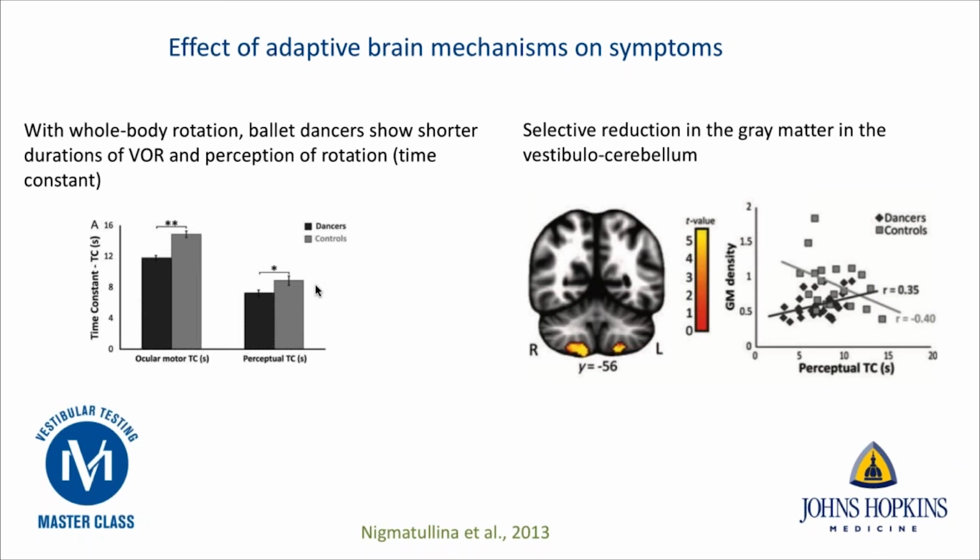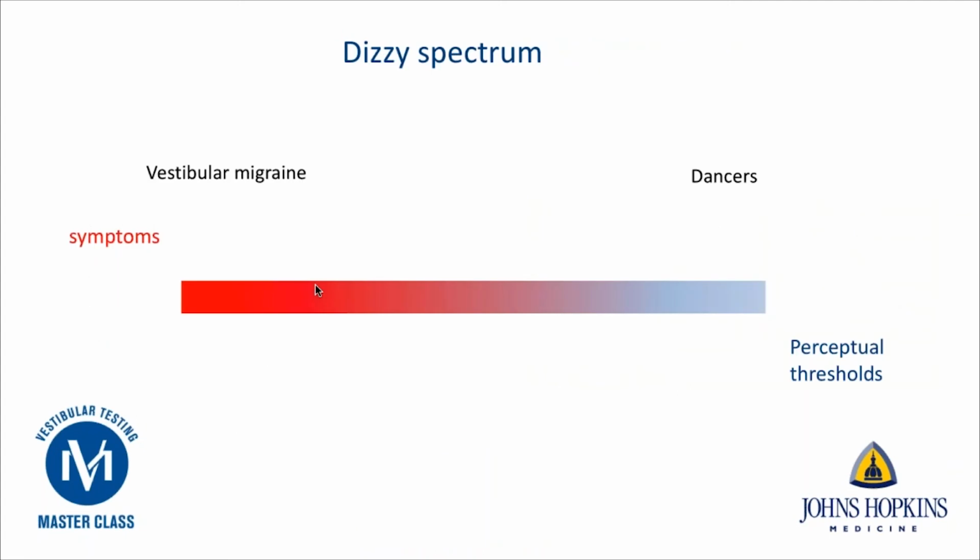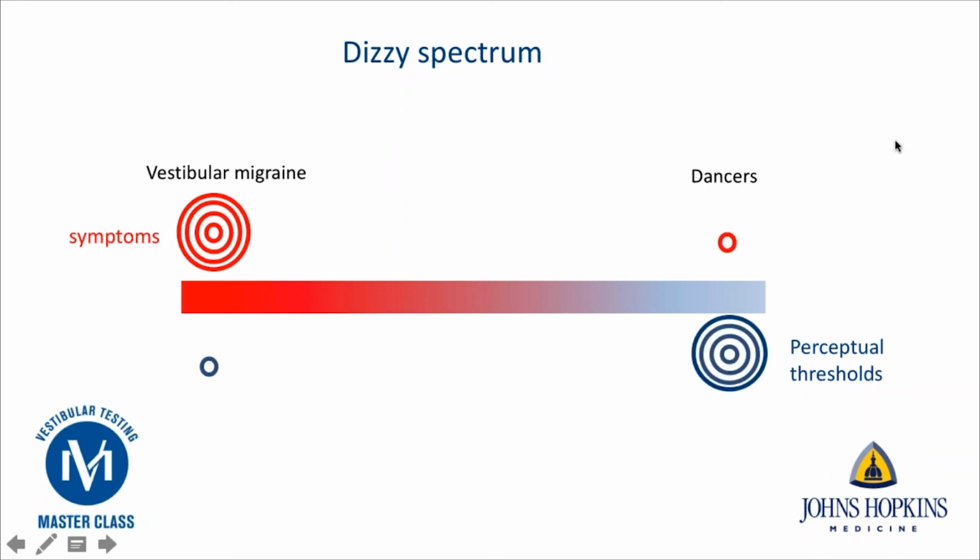So if you think about dancers as people who have really good control over their vestibulo-ocular reflex, and migraineurs as people who don't and often have symptoms with daily activities, they have a very high level of symptoms and low threshold for dizziness, whereas dancers have low symptoms and a very high threshold for dizziness. They'll be at both ends of the spectrum, whereas the average population would be somewhere in between. So a proper treatment would be something that can help patients with vestibular migraine move from the end of the spectrum somewhere to the middle.